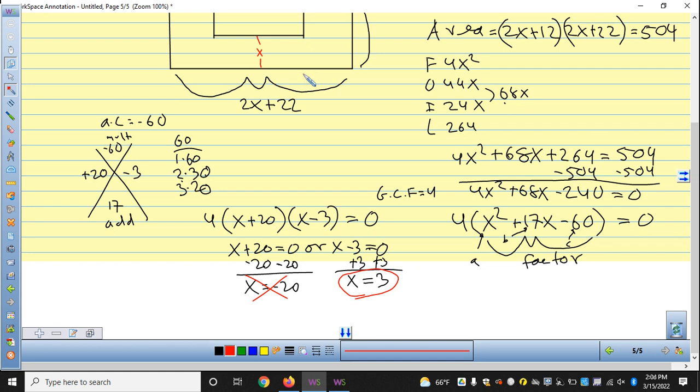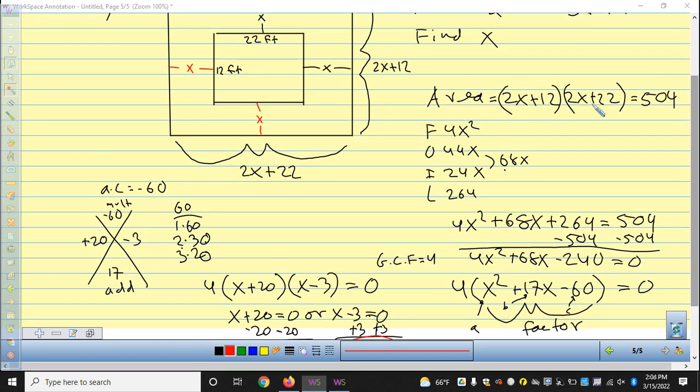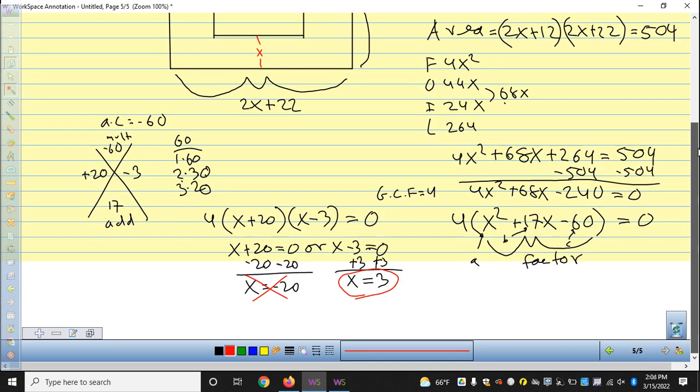This is a nice problem. We have this nice rectangle here. We have to FOIL. We have to get a quadratic. We have to find the greatest common factor. Then we have to factor. This is nice because if we had a graph here also, we'd have everything that we've done in chapter 9 all together in one problem. That'd be pretty exciting. All right, questions?